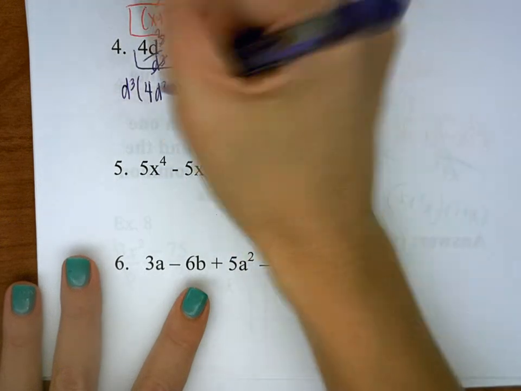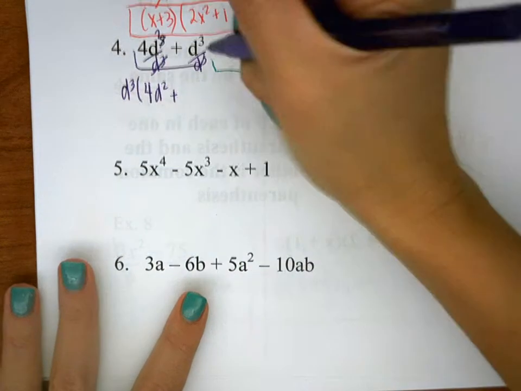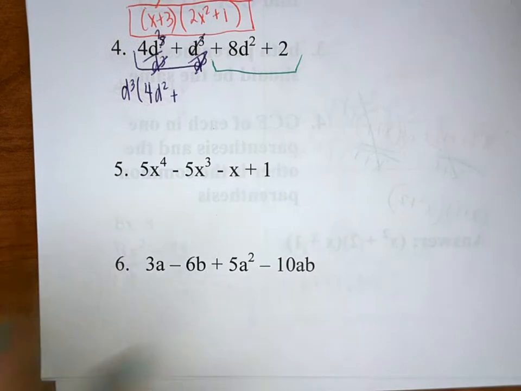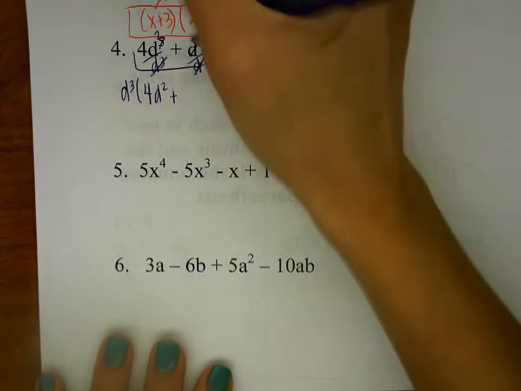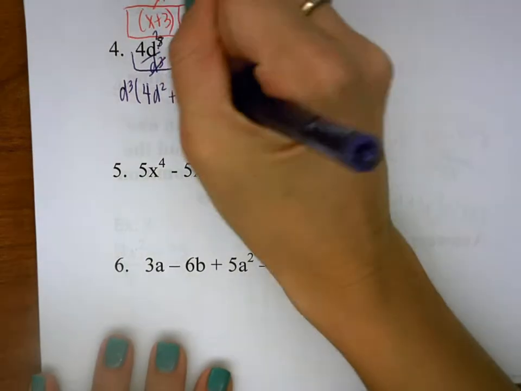Okay, I saw my plus sign. Here, D to the 3rd and D to the 3rd cancel out. What am I left with? 1. Don't forget that always reduces, and there is a 1.